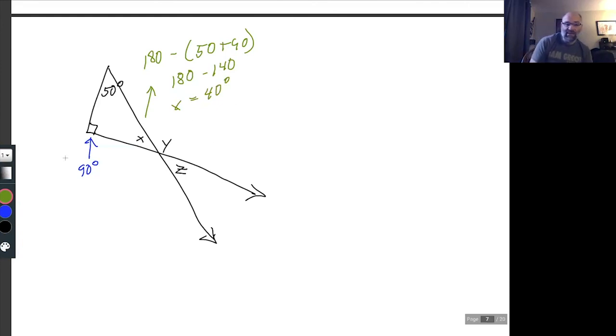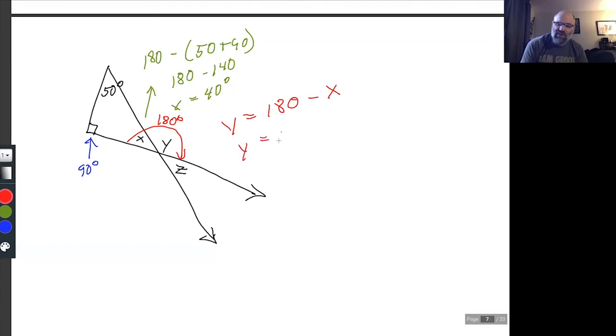All right, so if X equals 40 degrees, let's see if we can figure out what Y is. Do you see what Y is? These have to add up to 180 degrees. So what's 40 from that? Well, Y has to be 180 minus X, right? Well, X is 40, so 180 minus 40 is 140 degrees. And it kind of looks like a 140 degree angle, right? It opens up pretty far. It's really obtuse.